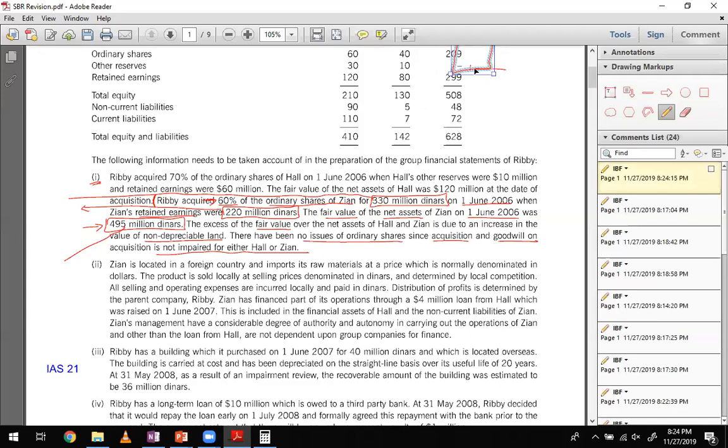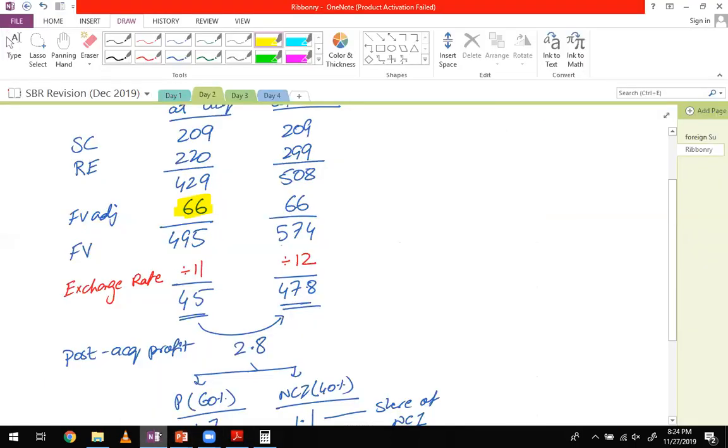209 was the amount of the share capital, and the value of the retained earnings was 220. So we added 209 in 220, and we got the carrying amount. This is the carrying amount of the net assets, while the fair value mentioned by the question was 495. So 66 became the balancing figure to us. Getting this, Ahmed Nabi?